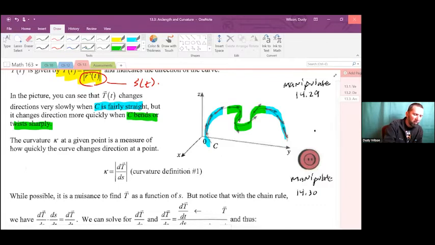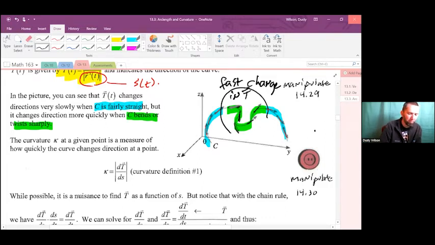And take a look at how those tangents change in that region. You go from horizontal to almost vertical, seemingly very quickly. So in this section, there is a fast change in our unit tangent vector.